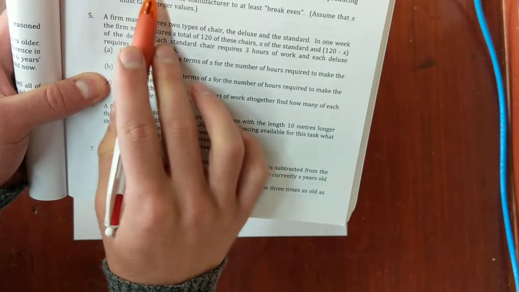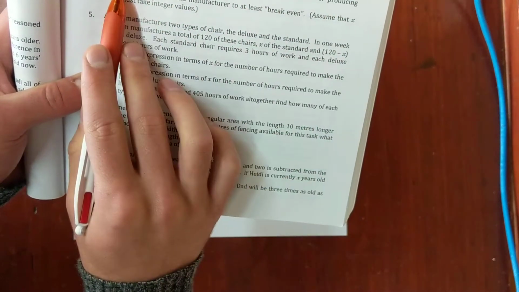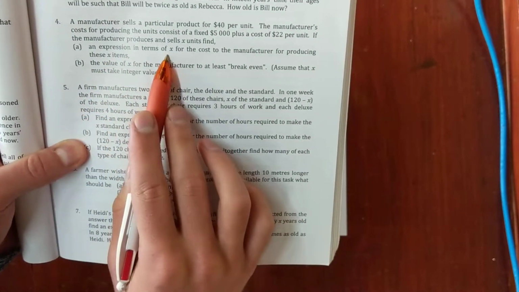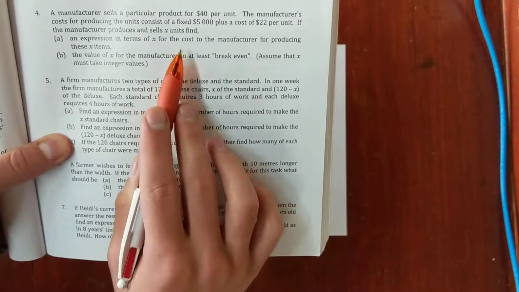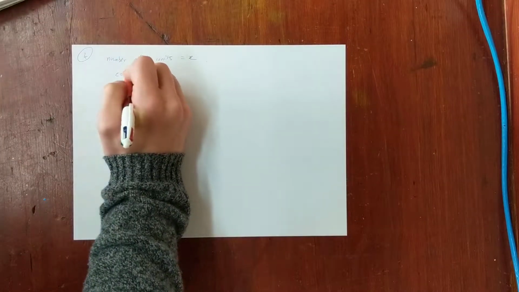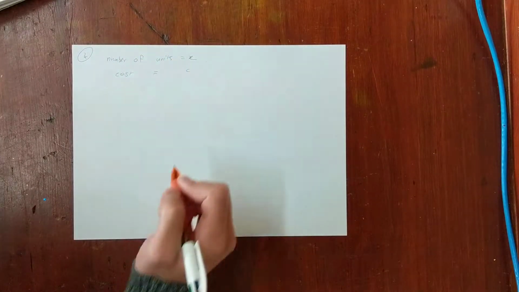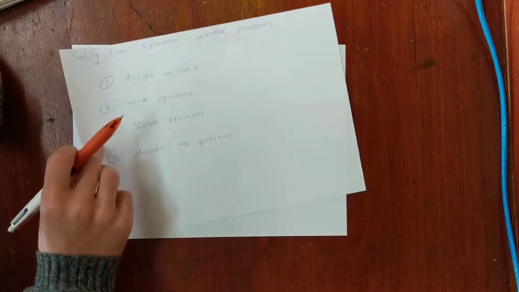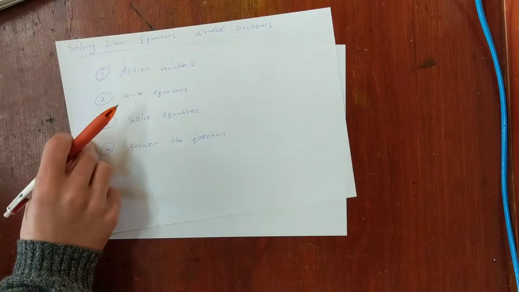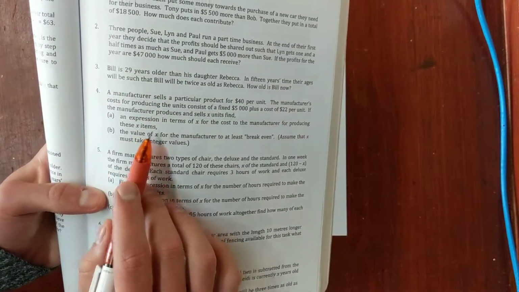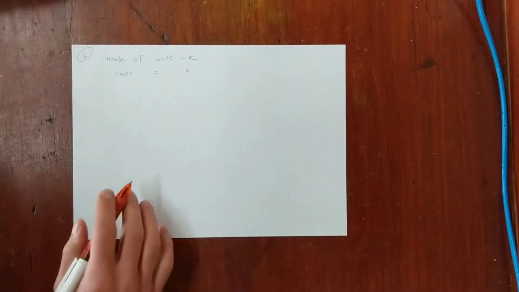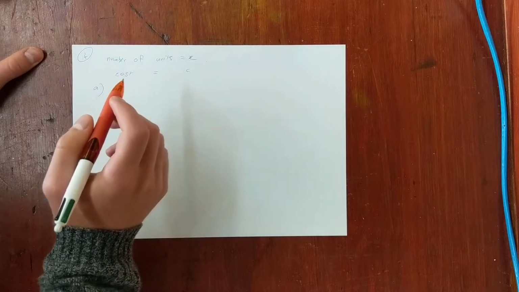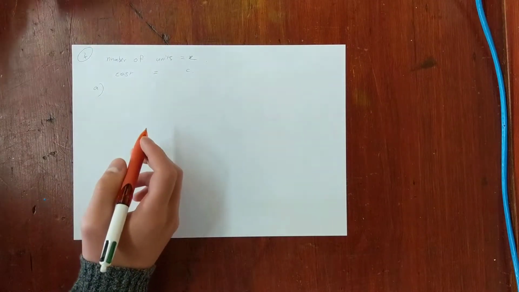Now, we need to find an expression in terms of X for the cost to the manufacturer for producing these X items. So the cost to the manufacturer, that's going to be another variable, so we'll write cost, and we'll assign that the variable C. The question is now asking us for step 2 of this process, writing an equation. That's what find an expression means. It means write the equation. So part A, let's write an expression for the cost for producing X units.